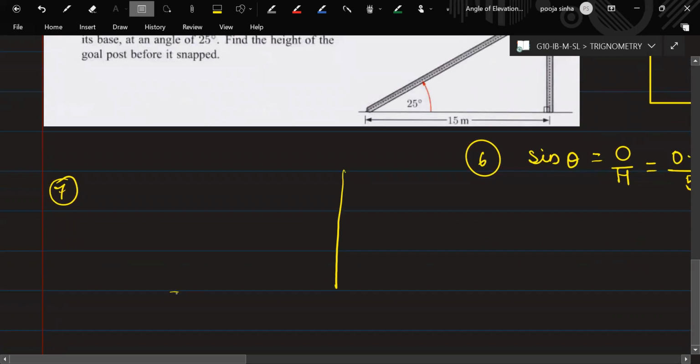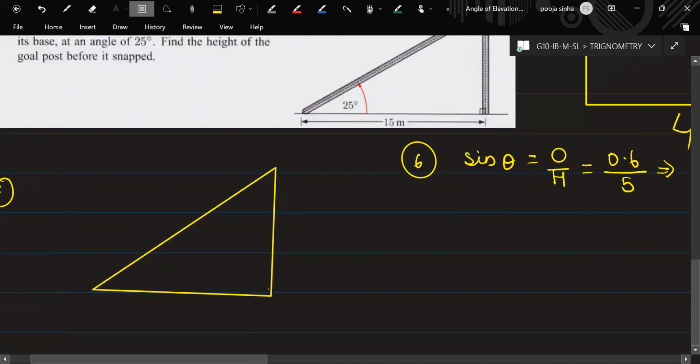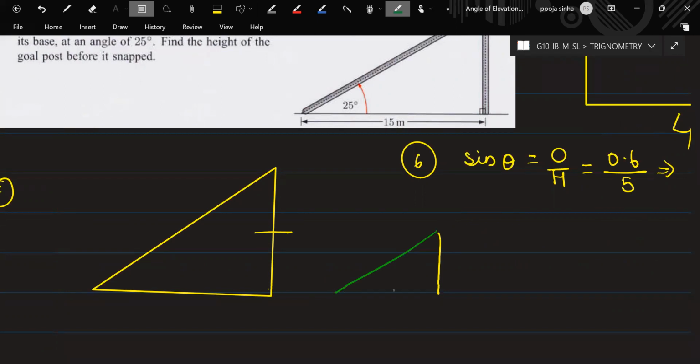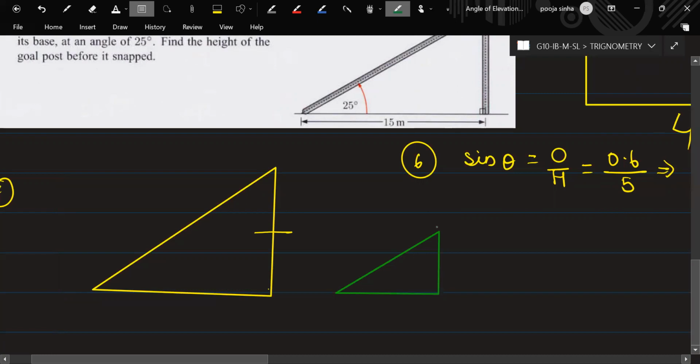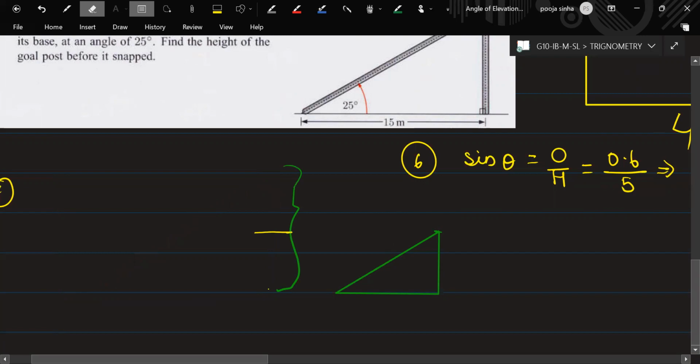Just draw something here. This was the goalpost before the lightning hit. After the lightning hit, what happened? This thing broke from here. So it's something like this and like this. Did you all get it? It broke from here. But that doesn't matter to us. The entire height, did you get my point? First, this was the goalpost, which is earlier not a triangle.